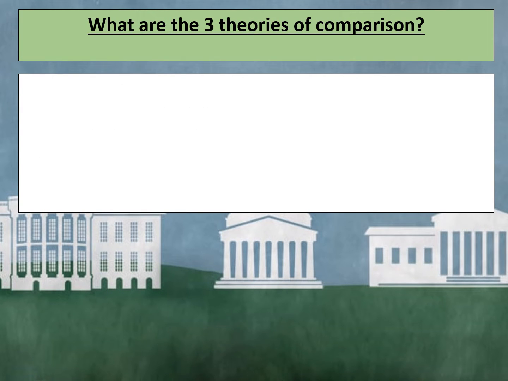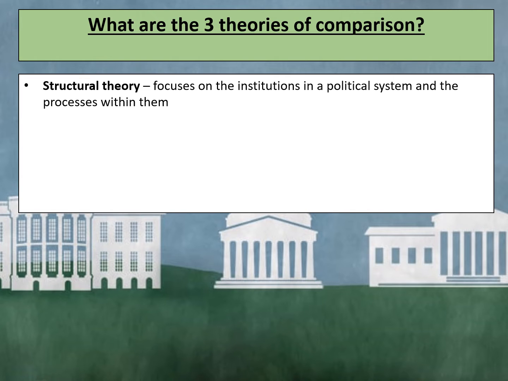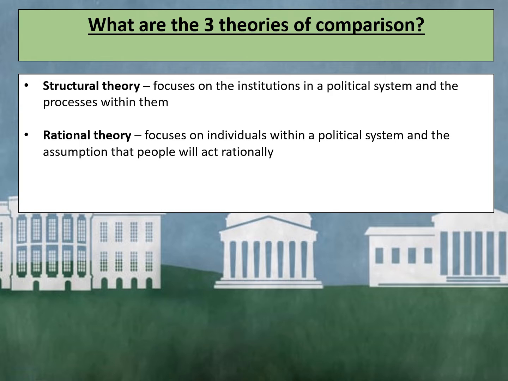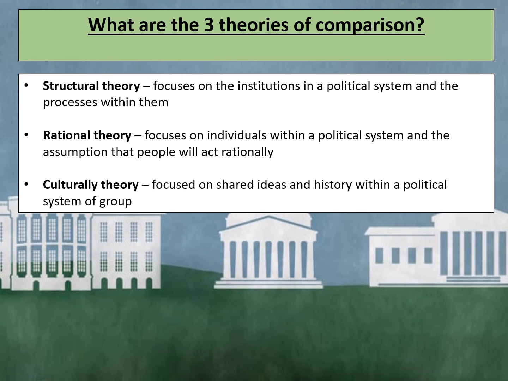Very quickly, remind me, what are the three theories of comparison theory? We have structural theory, which focuses on the institutions in a political system and the processes within them. Next is rational theory, which focuses on the individuals within a political system and the assumption that people will act rationally. Finally, there is cultural theory, which focuses on the shared ideas and history within a political system or group. Now let's apply these theories to the civil rights of both countries.